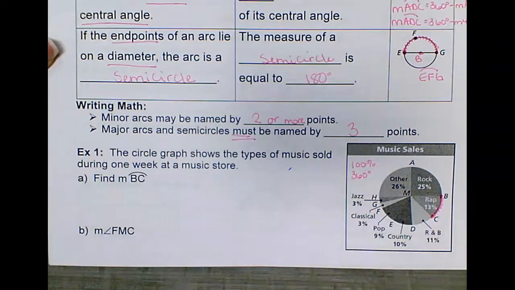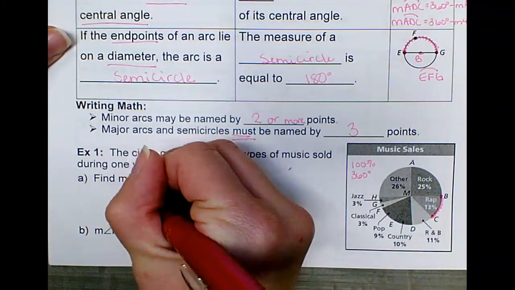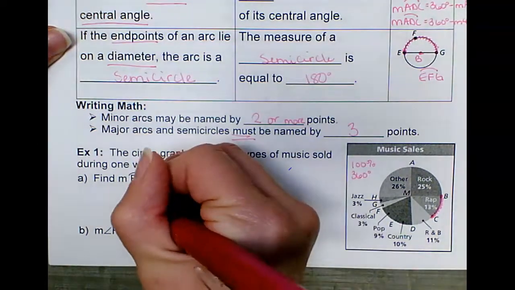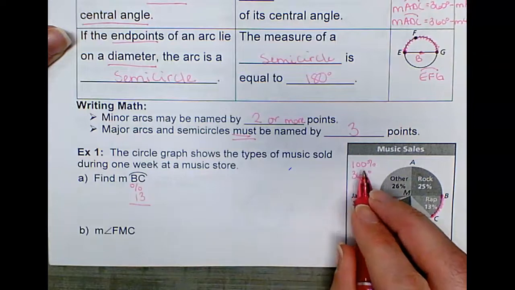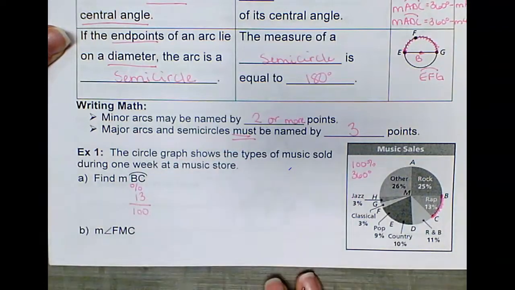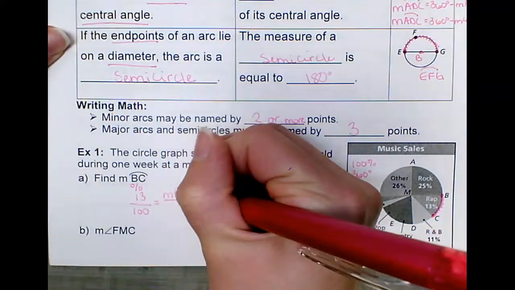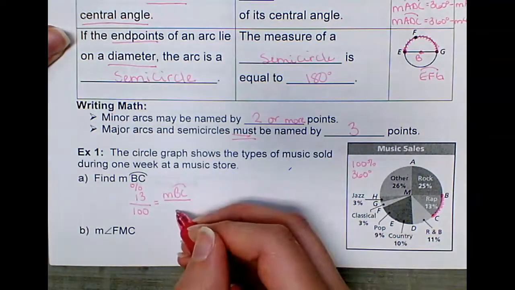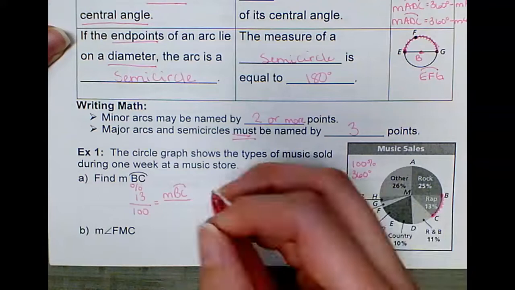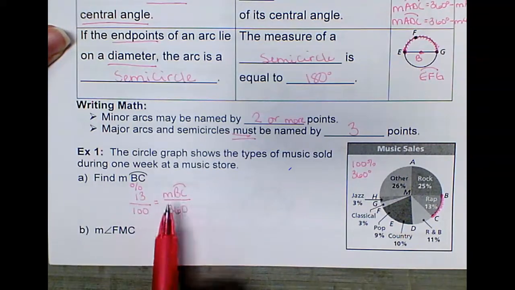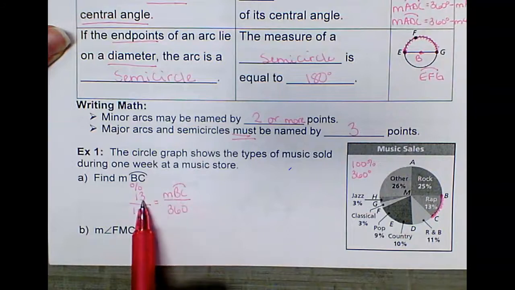So if I'm going to do that, I'm going to create a proportion. My first ratio in the proportion will all be about percents. So 13% for my arc over the total percent in the circle, 100%. And that should equal whatever the measure of arc BC is in degrees over the total number of degrees in a circle, which is 360. So you might recognize the language part over whole equals part over whole. I'm trying to figure out this part in degrees instead of a percent.